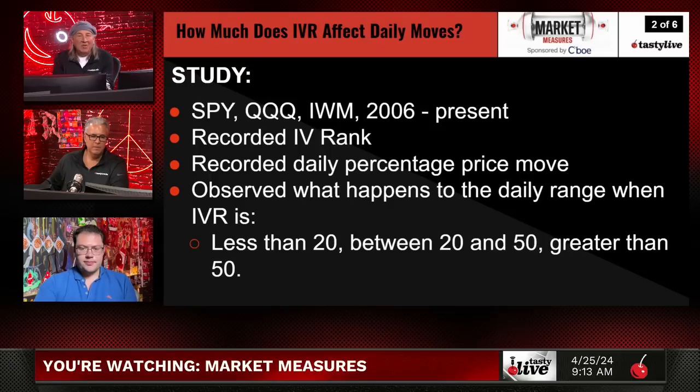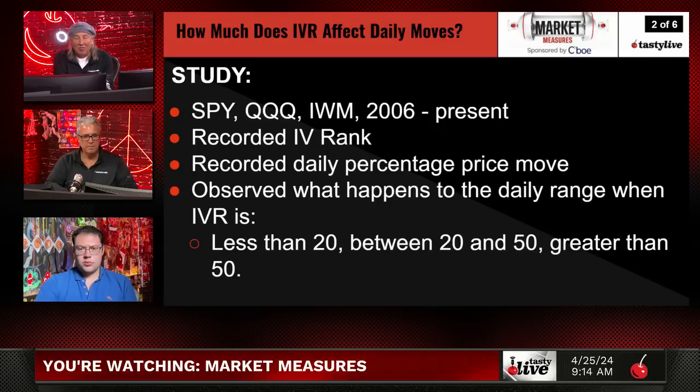We recorded the IV rank, recorded the daily percentage price move, and observed what happens in the daily range when IVR is less than 20, between 20 and 50, and then greater than 50. Right now, there's a lot of IVRs between 20 and 50 and more than a handful above 50. So this study is appropriate for what's happening in this current environment.